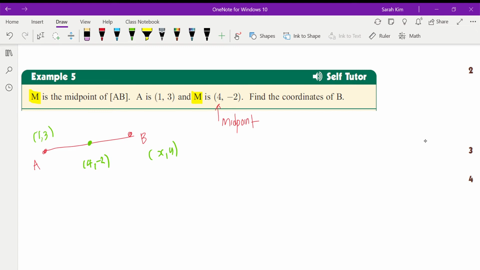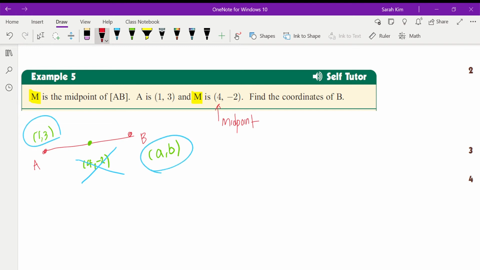I might use different symbols because X and Y might get a bit confusing. So I might use A and B to note these ones. So I don't know it, so this is what we need to find. So basically where you start is you kind of treat it like you don't know the midpoint, and I'm just going to solve it normally with these 2 coordinates.